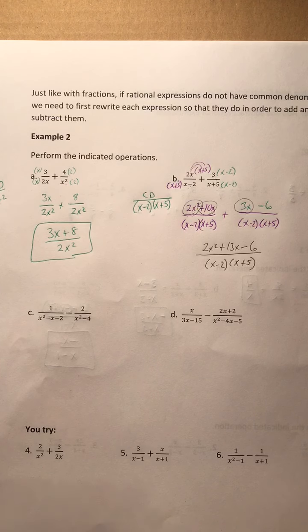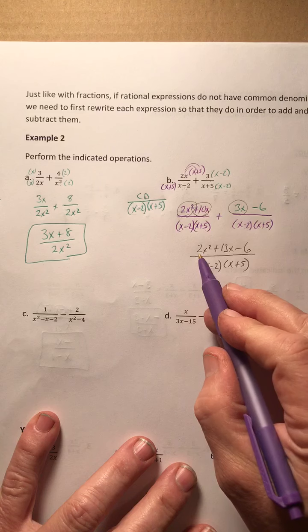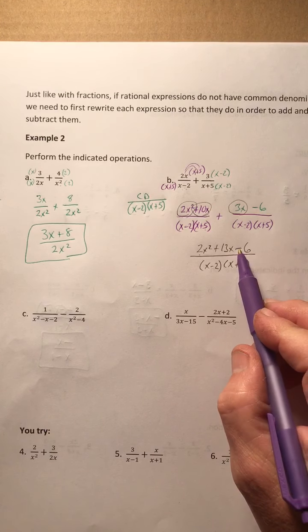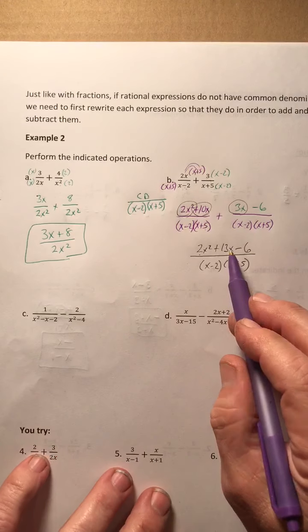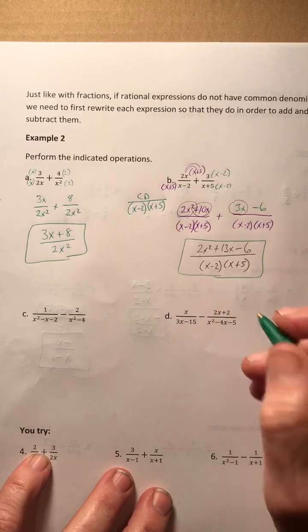Then we have to see if we can reduce this. So again, let's check to see if we can factor it. 2 times 6 is 12. Do we have factors of 12 that we subtract to get 13? The answer is no. So that's going to be our answer. We'll just leave it just like this. And that's our answer.